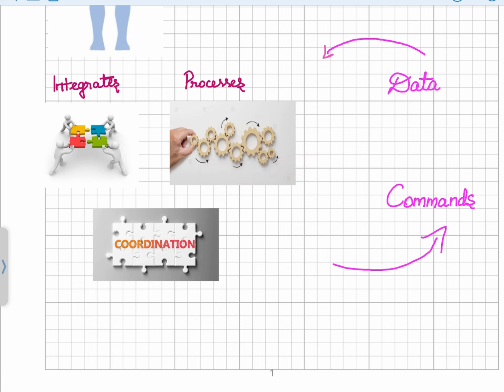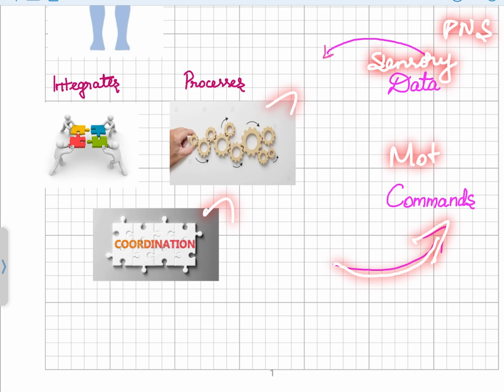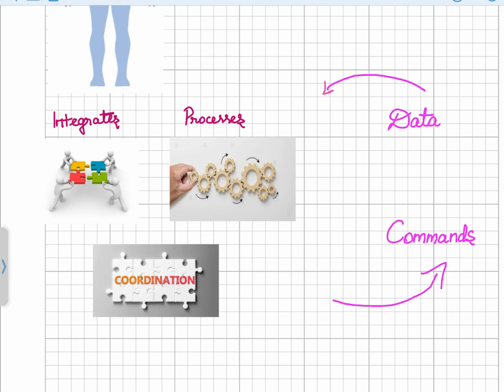This data is taken and brought to the CNS by the peripheral nervous system, and the data is called sensory data. Once it is processed and coordinated, the commands are passed on again to the peripheral nervous system, and they are called motor commands, right? The data enters, and the PNS does two works. It gives the data and takes back the commands.